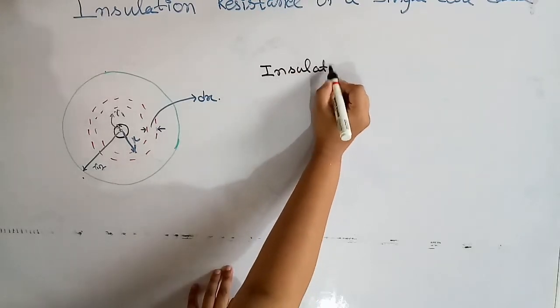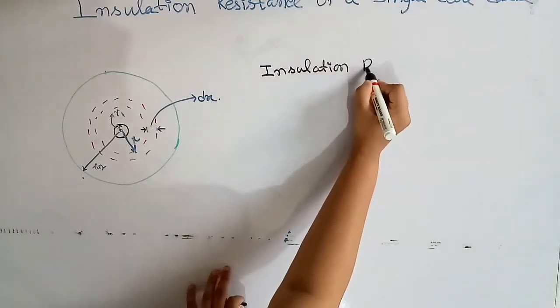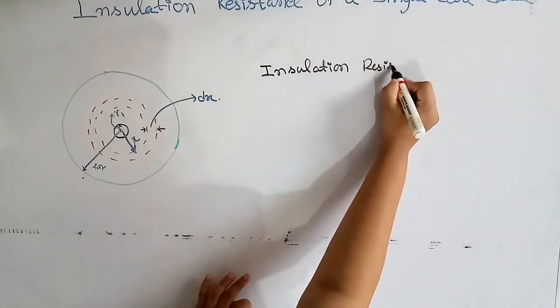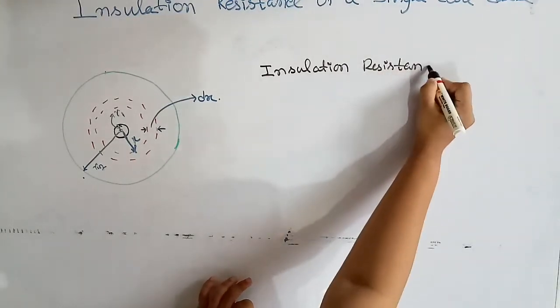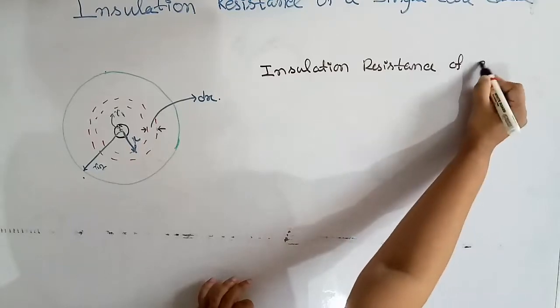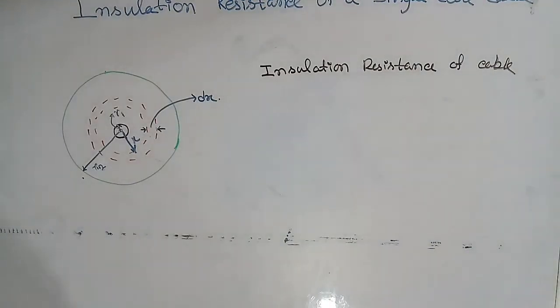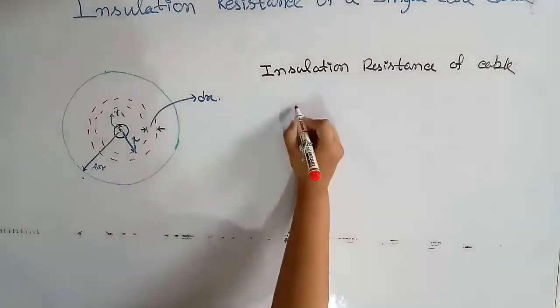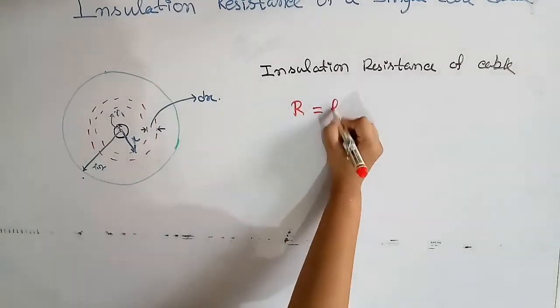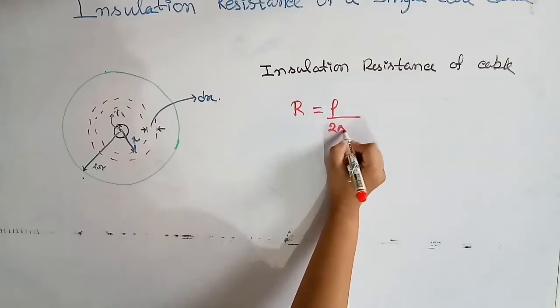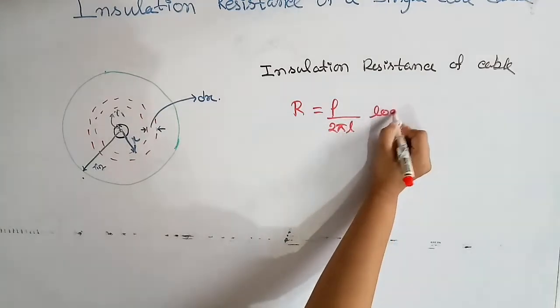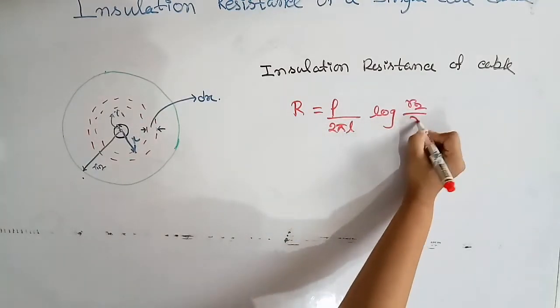Insulation resistance of cable is given by R equals rho by 2 pi L log R2 by R1.